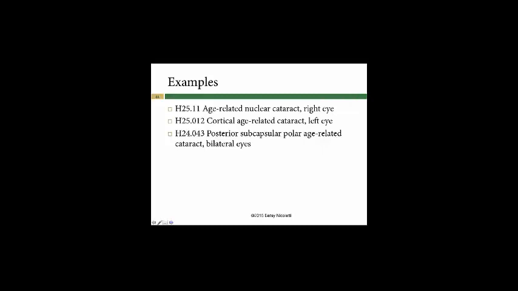H25.11, age-related nuclear cataract, right eye. And you can tell what else we have by the examples just by knowing how ICD-10 works. So if I go to my book for H25.11, I've got unspecified eye, right eye. H25.11 is the right eye, but H25.1, that subcategory, has unspecified eye, right eye, left eye, and bilateral. So we get those choices all the time.